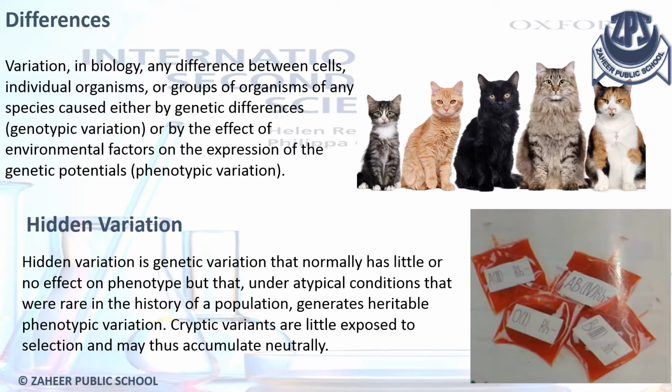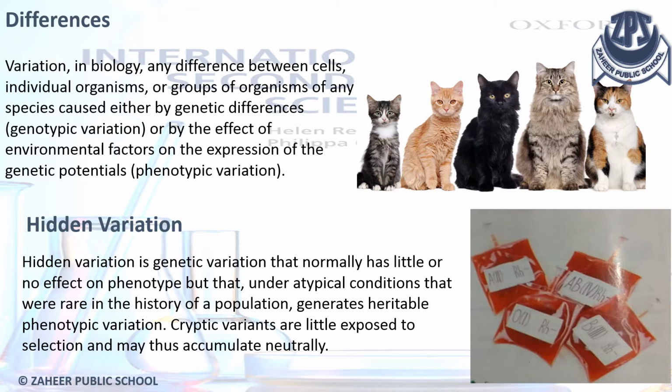Hidden variation is also known as cryptic genetic variation (CGV). Visible variations are the differences that are very easy to spot. For example, you have long brown hair, and your friend has short black hair. You have brown eyes, and your friend has black ones.